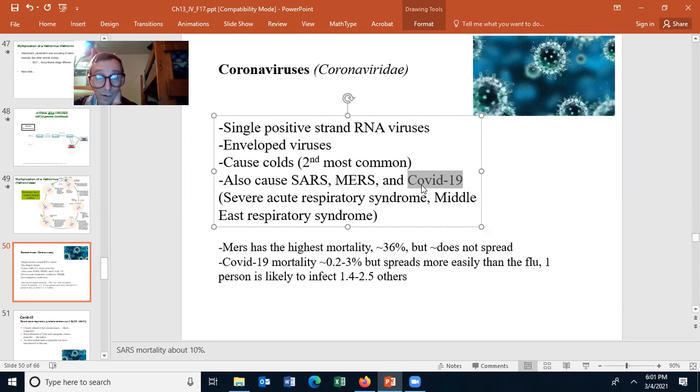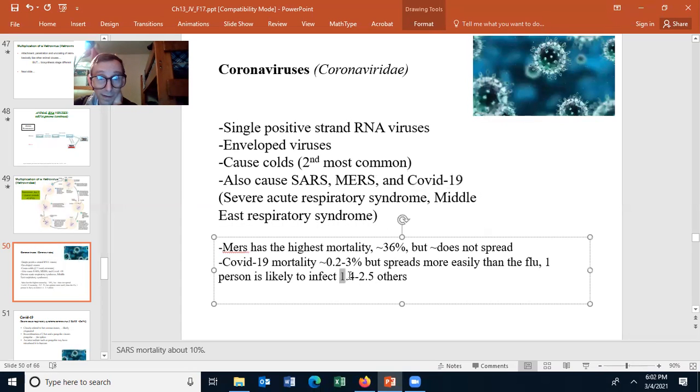The danger of COVID-19 is it spreads much more easily than the flu, and the older versions of the virus, if one person was infected, they were likely to infect 1.4 to 2.5 others, and that's why the virus numbers kept on expanding.